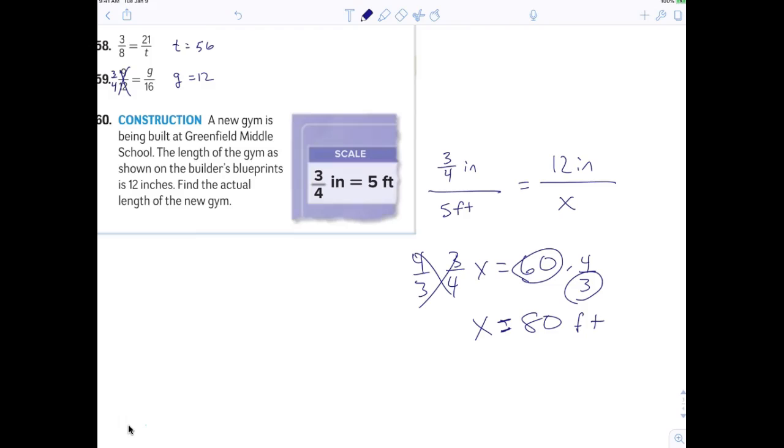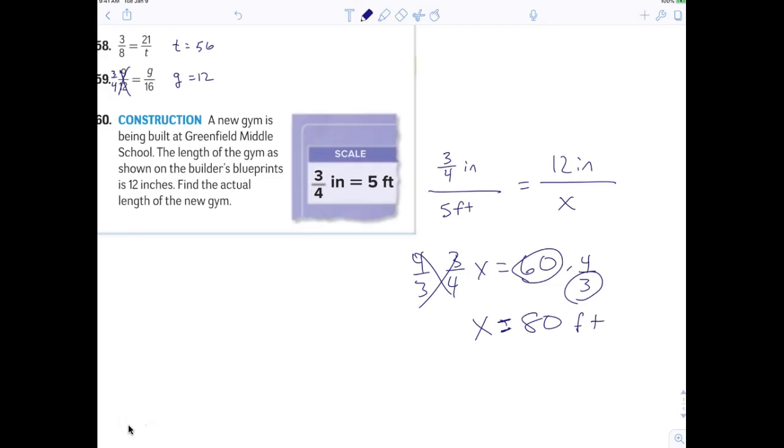Yes, sir. I got the right answer, but I didn't do it that way, and that's perfectly fine. There's so many ways to look at it. I saw that 3/4 of an inch, you have to times that by 16. That's very smart. There's so many ways to do it.